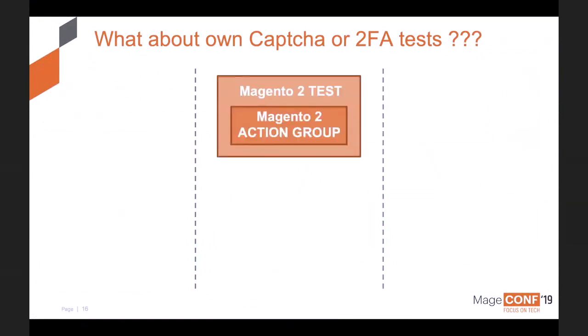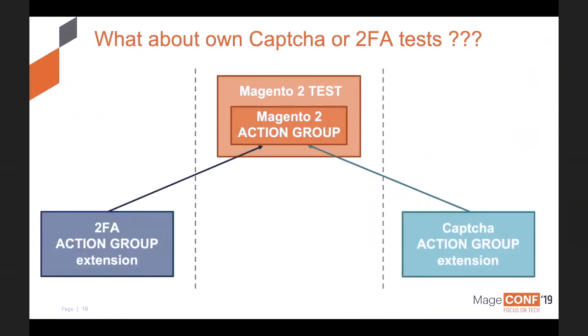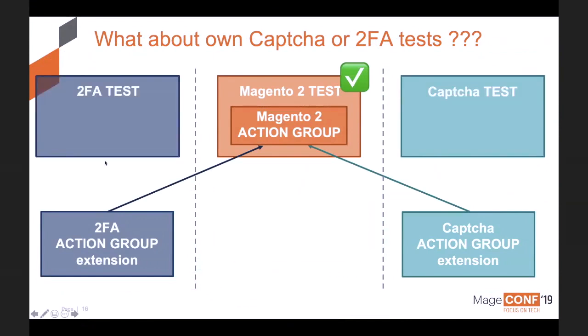So let's see an example of how it will help those two extensions to work properly. The same situation: we have a Magento 2 test written with action groups. Both of these extensions extended them. The Magento 2 test is passing, we're good. But what will happen with the 2FA test and the CAPTCHA test?